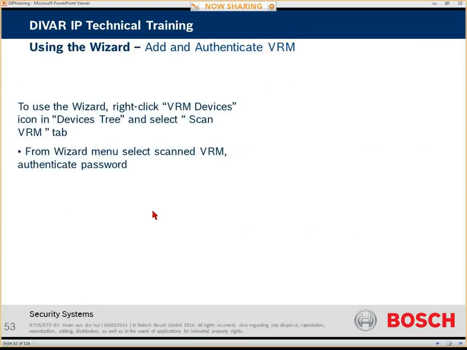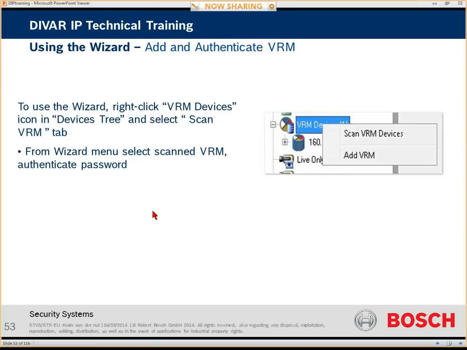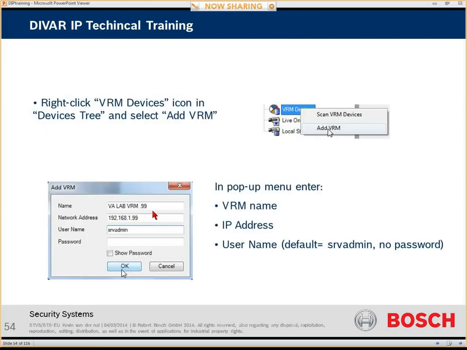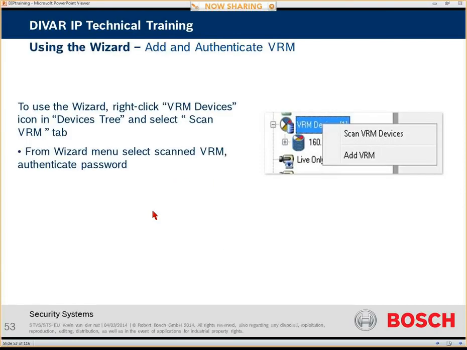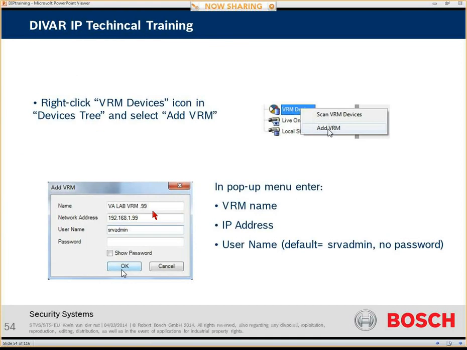So if we look at the scanning mechanism, as mentioned, we right-click the VRM devices, select Scan VRM Devices, and that will bring up a list where I can select the VRM from and authenticate with it. If I'm looking at manually adding a VRM device, you will see that if I click Add VRM, a pop-up window will be displayed, and then I have to fill in the name I want to assign to this video recording manager, the network address, and the username and password.